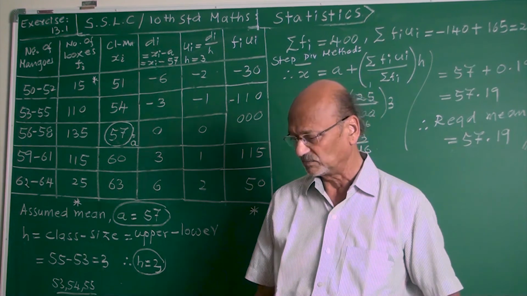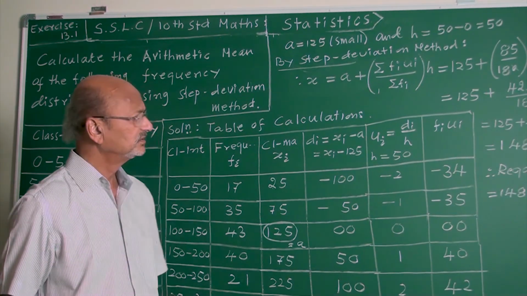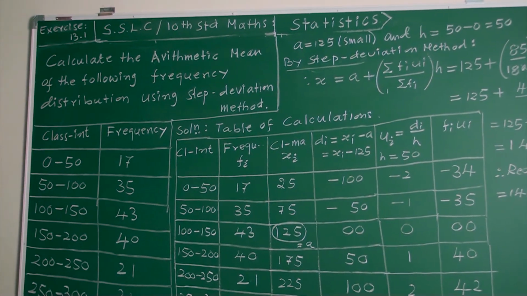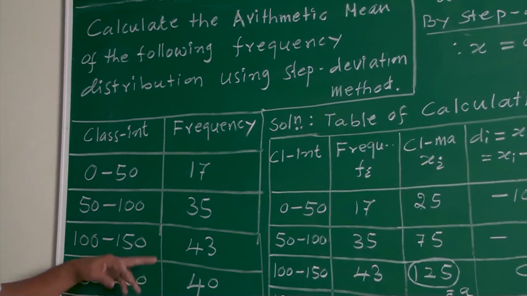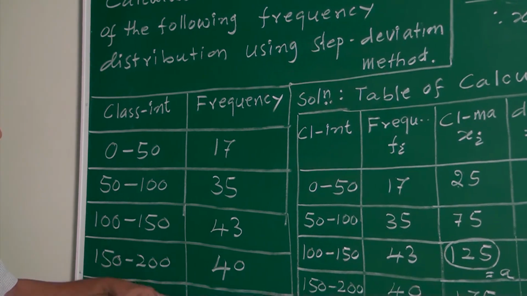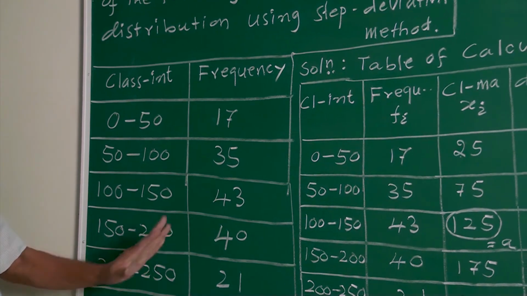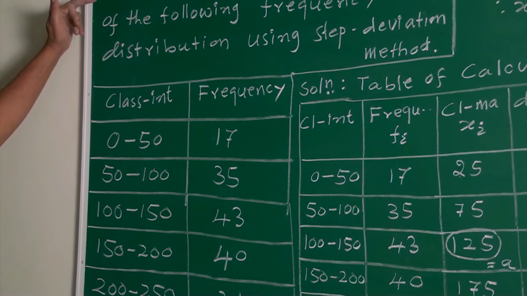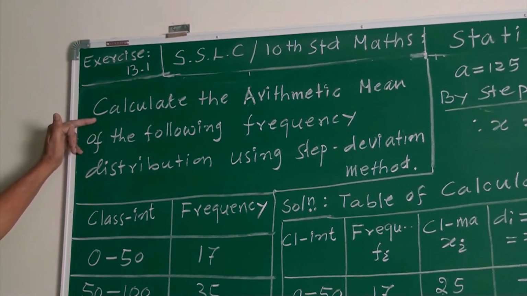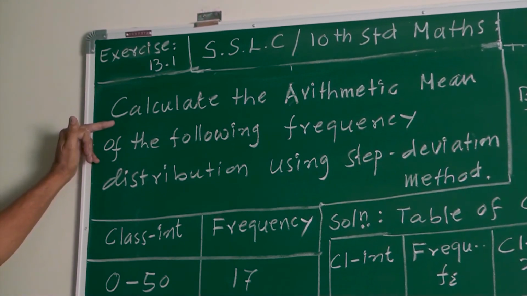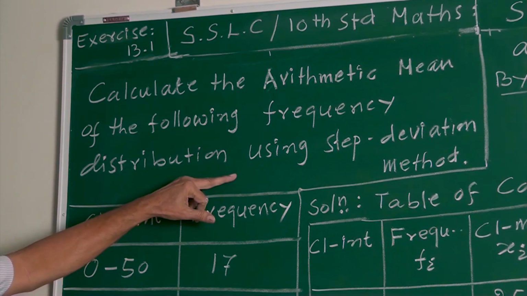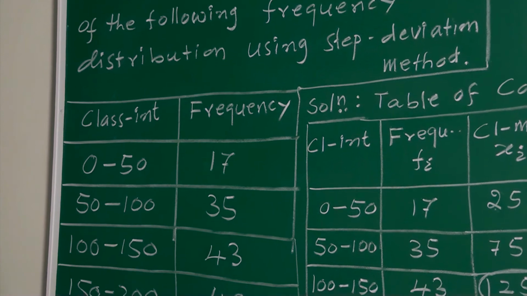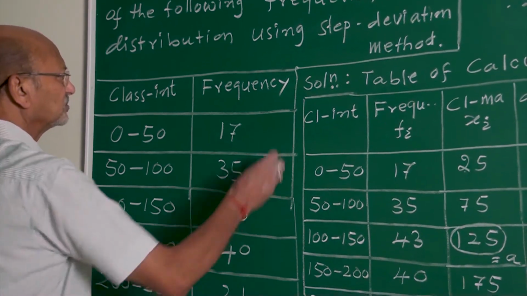Step deviation method. My friends, I have written the next example here. The number of frequencies, instead of odd, it is even: 1, 2, 3, 4, 5, 6. This one sample I have taken. See the example. Calculate the arithmetic mean of the following frequency distribution using step deviation method. It is the question. This is given, my friends.